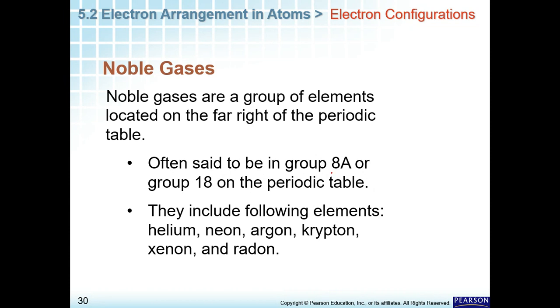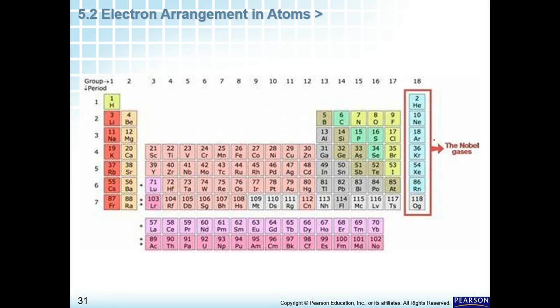People often say that this belongs in group 8A if going by the US system of naming, or group 18 if going by the international system of naming. Elements in this group include helium, neon, argon, krypton, xenon, and radon. To give you a little visualization, here is your group number 18. Again, this is sometimes referred to as 8A. Again, the elements are helium, neon, argon, krypton, xenon, and radon. These are the noble gases.